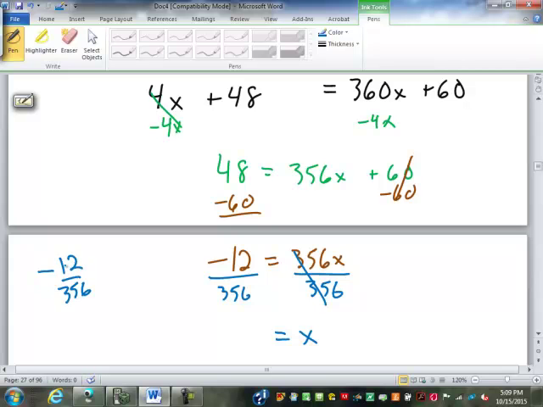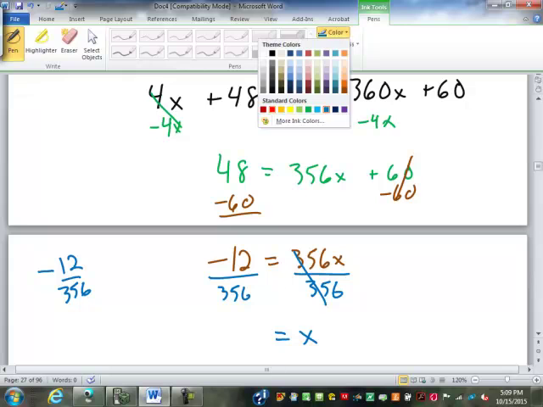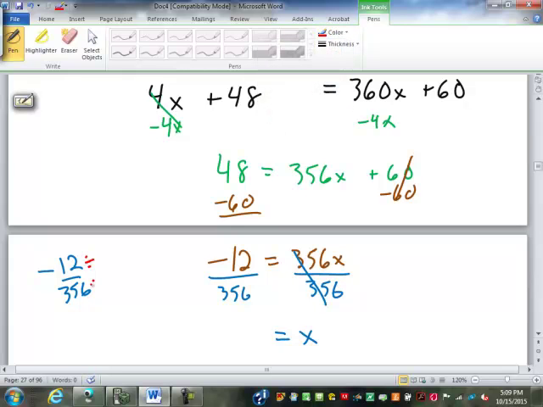Now the negative can go with the 12 or it can go up front. It doesn't matter. Both of those can be divided by 4. So that's negative 3 over, what, 89? That's it. Negative 3/89.